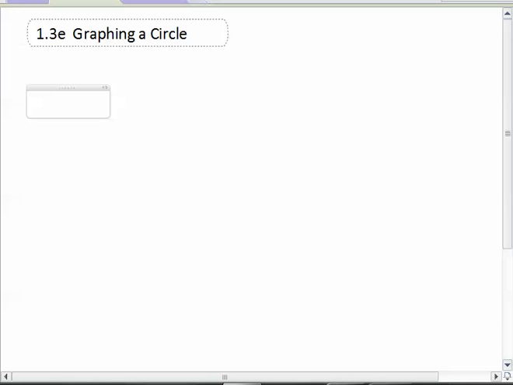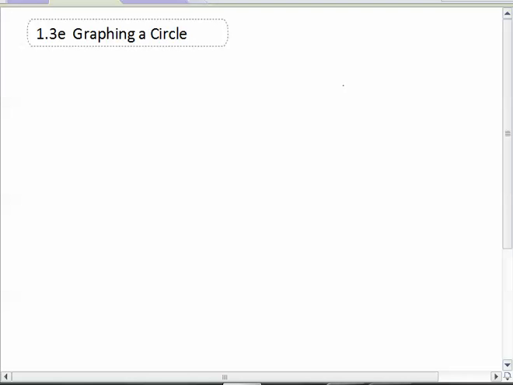So let's take a look at graphing a circle. And this is going to relate to a video that I made about the distance formula. So if you haven't looked at that one, please go back to that one. I think it's 1.3b.